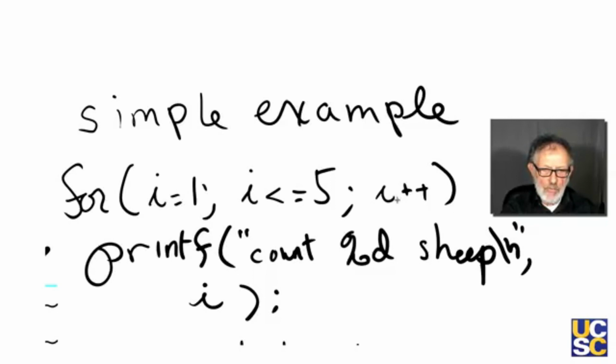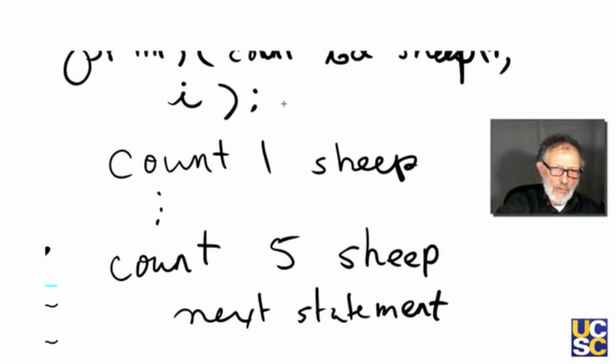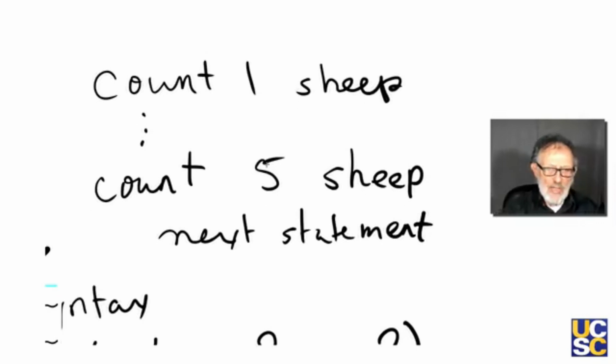So I becomes 2. We would do a new test. We don't go back to the statement. This is only done one time on entry. This is done each time. This is done each time through the loop. So what are we going to see? We're going to see count 1 sheep, count 2 sheep, and the exit condition is when I is greater than 5. So we will go up to count 5 sheep, and then at I equals 6, we will skip, and then we'll have to do the next statement.